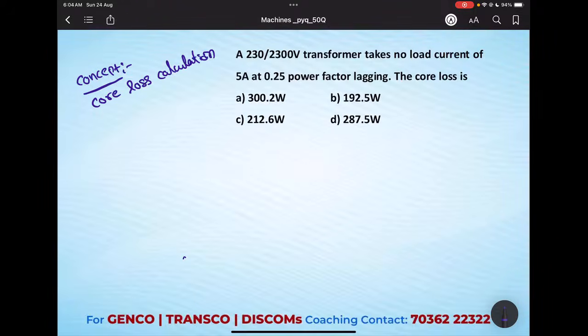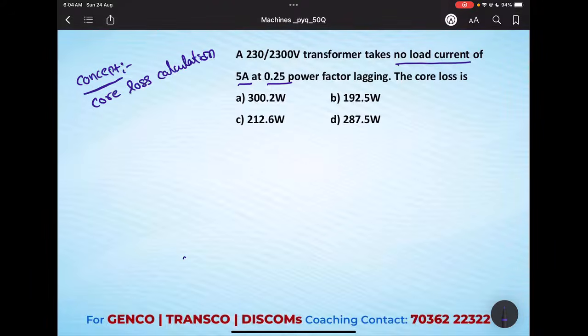Okay, from the given data, what we observe is that it is talking about no load current. So the transformer is at no load. That means the current taken will be very less, about 5 amps, and the power factor is 0.25. Since the transformer is at no load, whatever power is drawn from the source goes completely to meet the losses of the transformer.